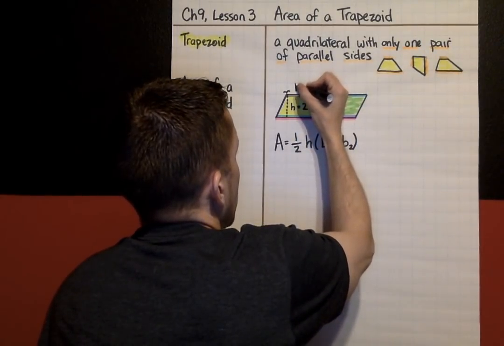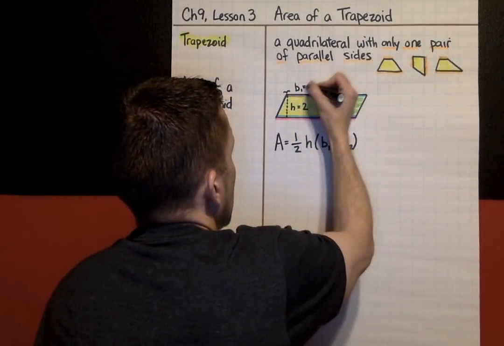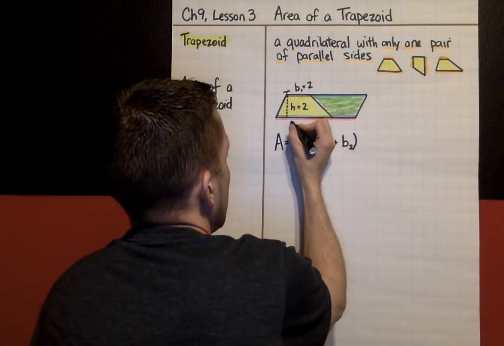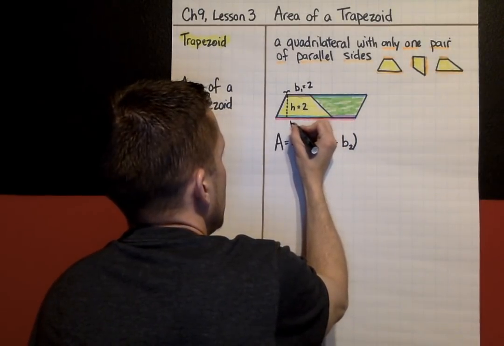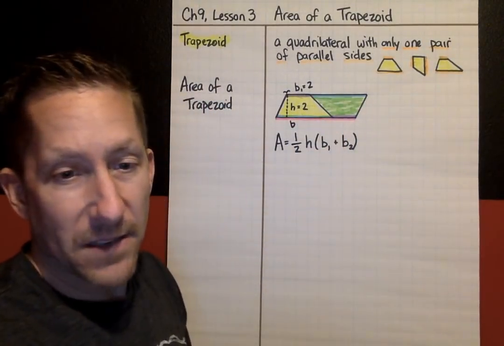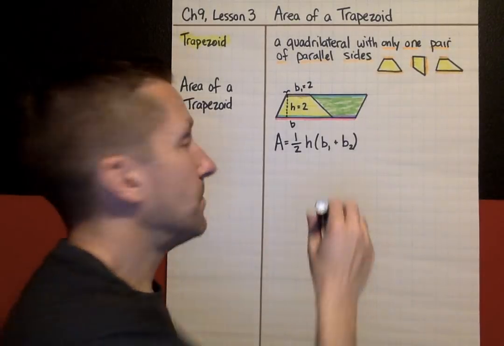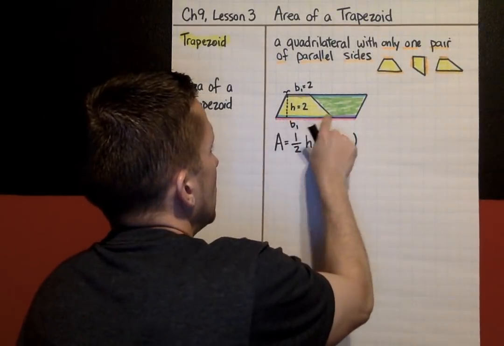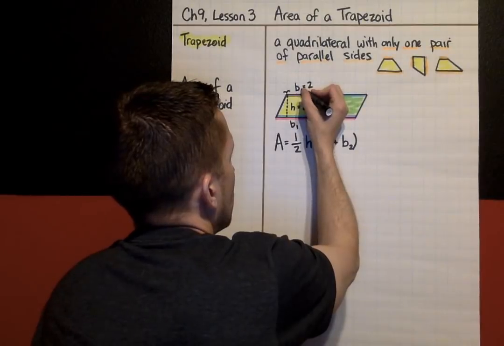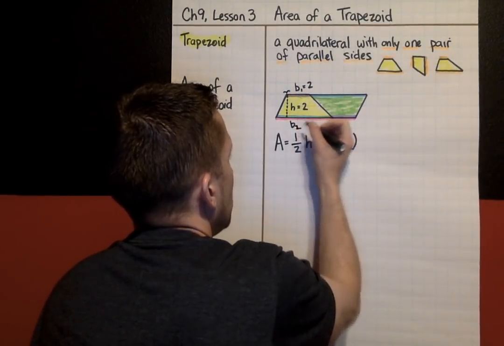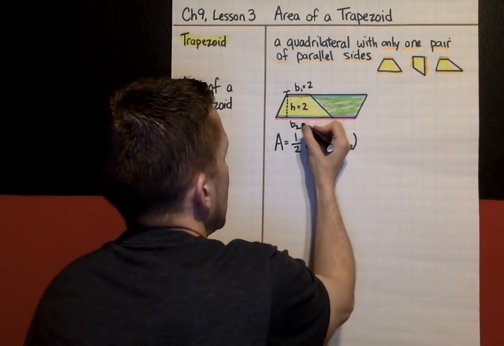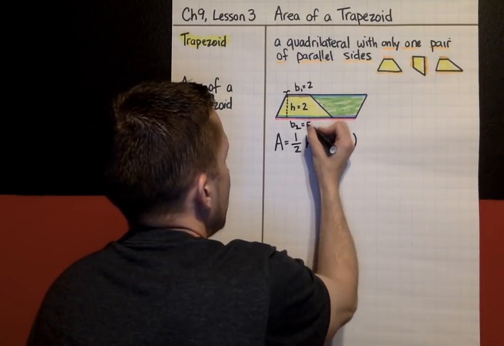This is base 1 up here, the purple line, that's 2, and base 1, or I'm sorry, base number 1 is, no, I did that backwards. This is base 1, this is base 2. So base 2 is the blue line, and that is 5.